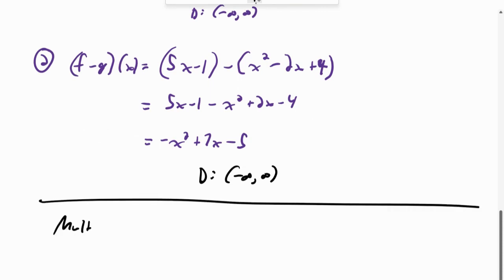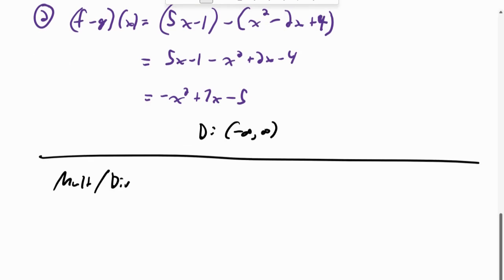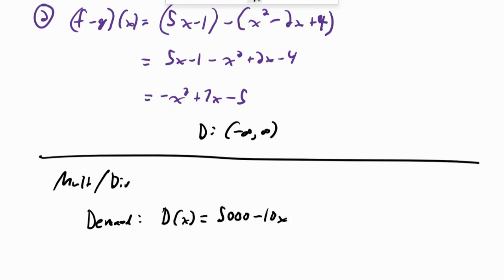Then we move into multiplying and dividing. Once again, we need to be careful of the different operations that can play out. So we'll set up another thing like the start. Let's say that the demand function, we'll call that demand d of x, is equal to 5,000 minus 10x. So this is going to be the demand for a company's new brand of cell phones. And so we'll say let x equal the price in dollars of the cell phone.